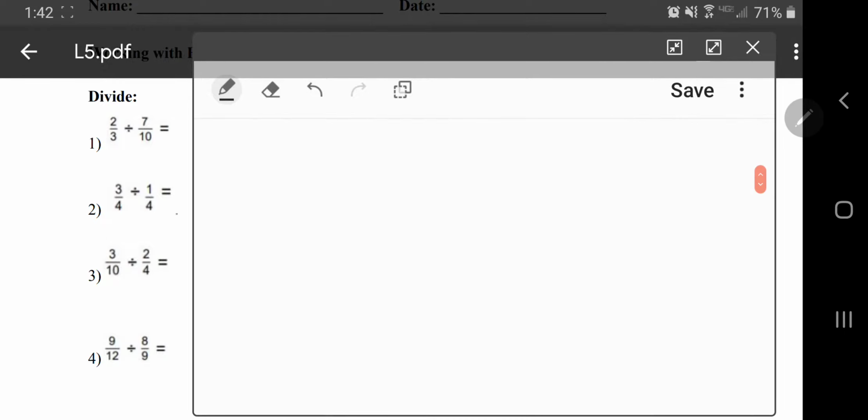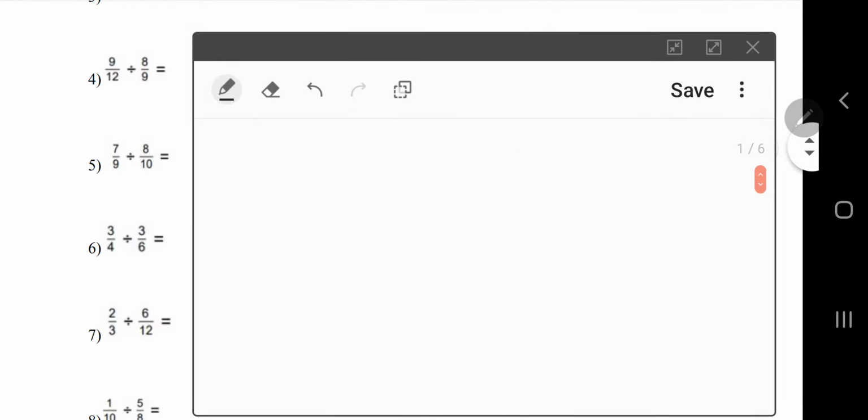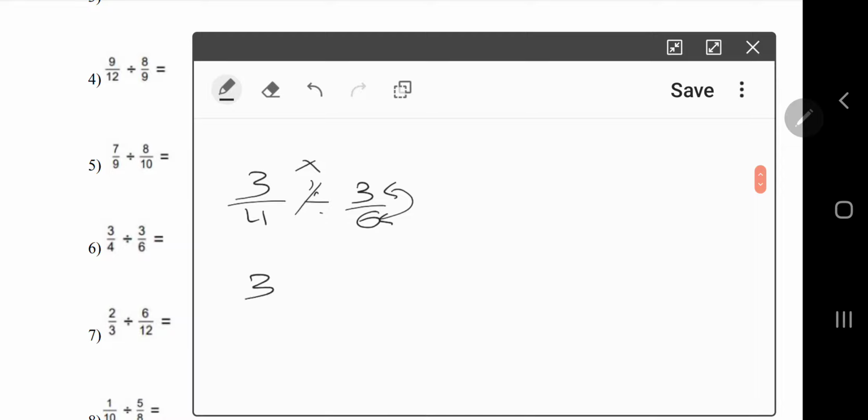I'll be doing one more of these, so we can do number 6. So we have 3 over 4 divided by 3 over 6. Once again, change this to a multiplication sign, multiply by the reciprocal, so you can rewrite it as 3 over 4 times 6 over 3. And then multiply straight across. So you have 18 over 4 times 3, 12.